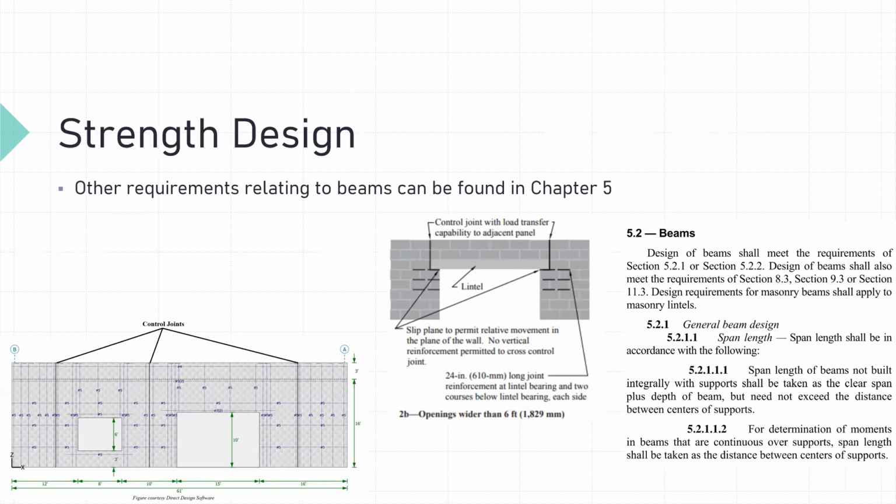So it's important to note here that the TMS 402 is silent on the span length for beams built integrally with supports. And so typically with control joints, now we recommend moving control joints off of our openings. That allows us to continue our jamb reinforcement up through our lintels and kind of picture frame those openings. But if we do that, the TMS 402 is silent on that. I'd say a reasonable approximation is to use the clear span for beams built integrally with supports, and that's consistent with TMS and strength design of masonry.